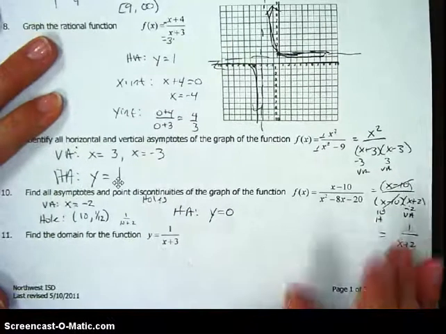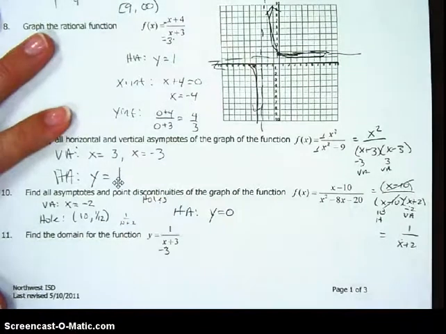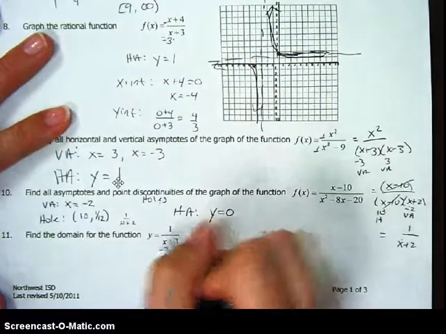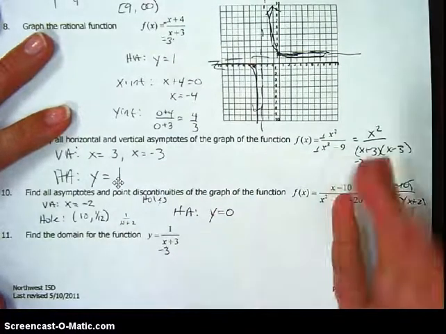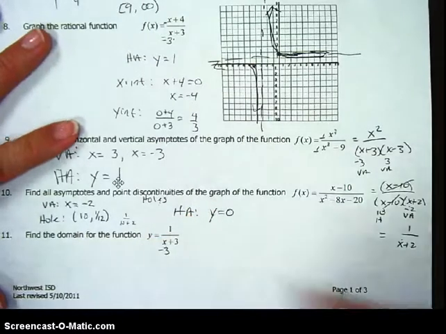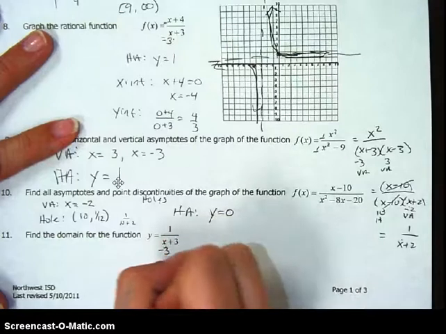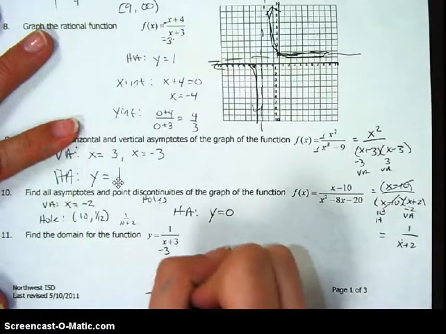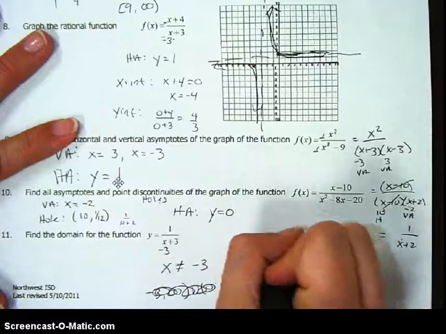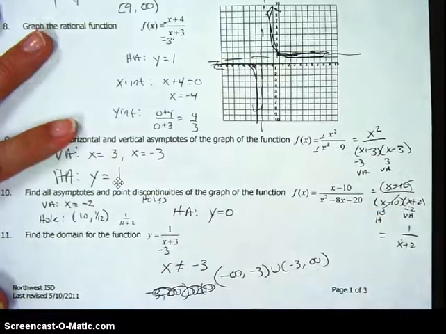Finding the domain, here on this rational, negative 3 will make my denominator 0. So that means my x values can be anything but negative 3. If it's negative 3, then we are undefined. So we're going to say x is not equal to negative 3. We can also say negative infinity to negative 3, union negative 3 to infinity. Either way is fine.